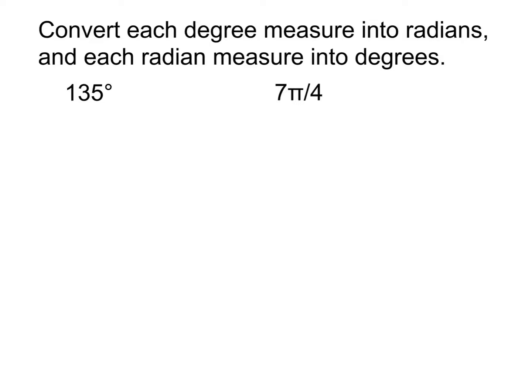So for the 135 degrees, I'm going to convert it into radians. By the way, how do you know that it's in degrees at the start? It's because of the degree symbol. If there is no degree symbol written, then it's in radians. All right, so I'm going to use that formula. It's d over 360 equals r over 2 pi.